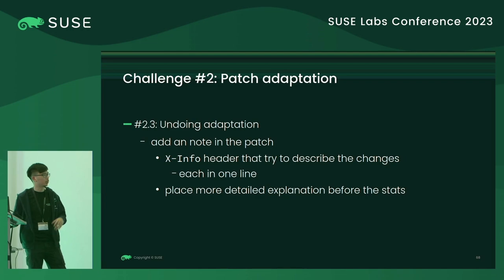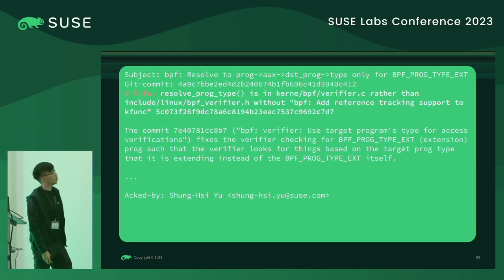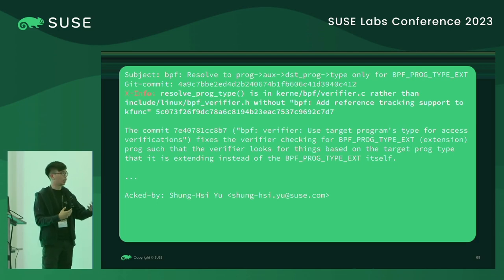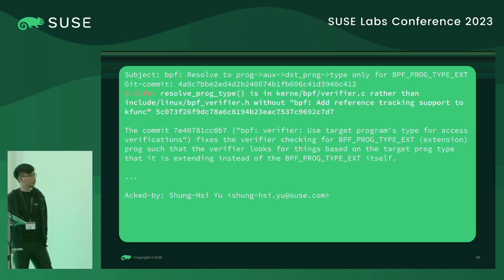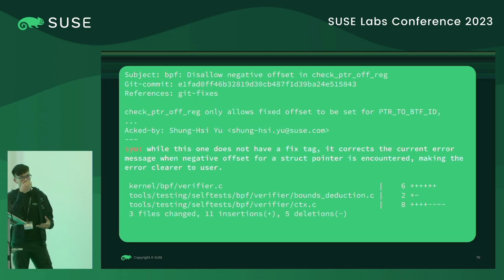The other place I'll add a note is before the file stats. So for example, here's one of the patch files with the xinfo. I mentioned the difference. This function is in a different file. And I also mentioned what commit is needed. So when I hopefully backport that commit, I will look for it within the xinfo, and if I find it, undo the adaptation. And for more descriptive information, I usually put it before the stats. So I'll put my username and some message I want to add.